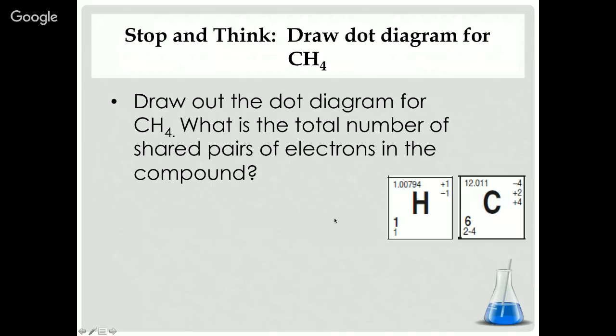All right, let's stop and think for a second. Let's draw the dot diagram for methane, CH4, and then tell me what is the total number of shared pairs of electrons in the compound.